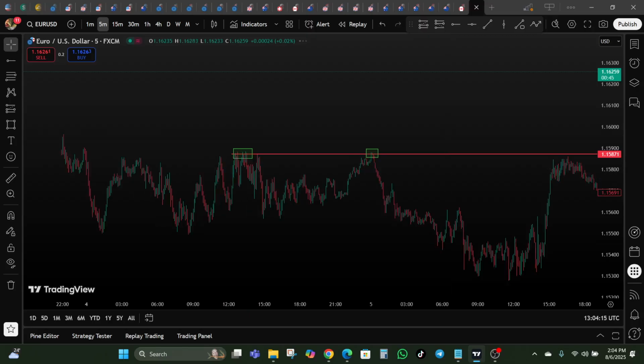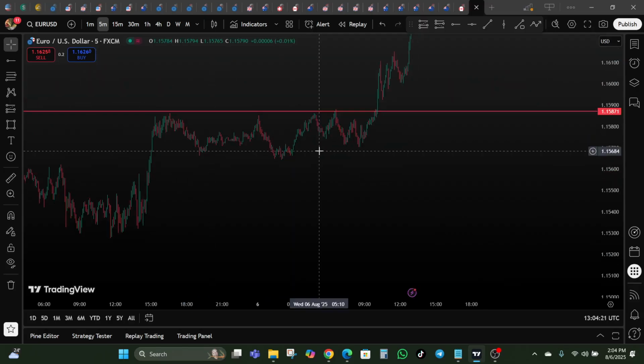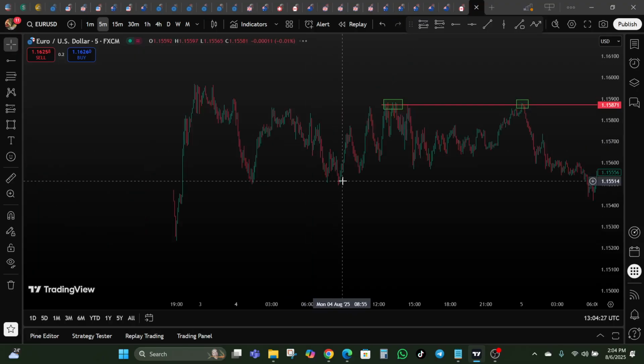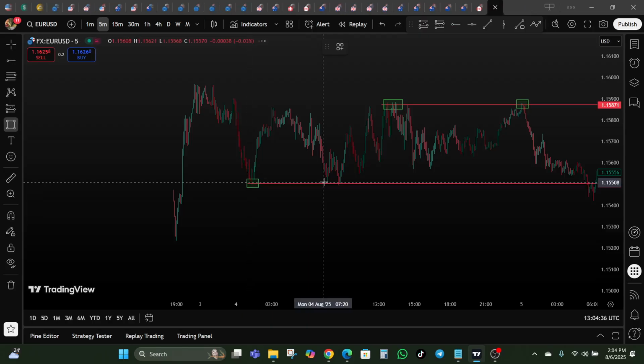Below equal lows. If you find equal lows, that's also another zone where there is usually liquidity to be grabbed by the big players. You can see we have equal lows around here.